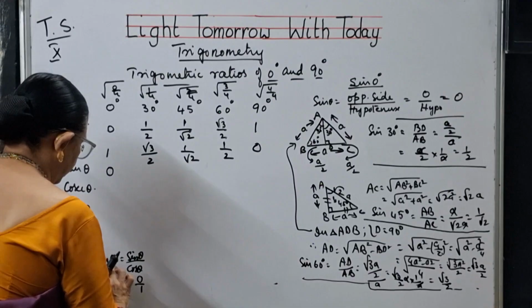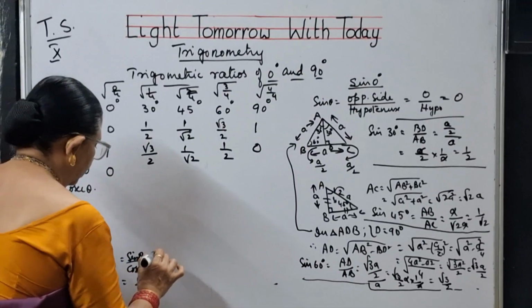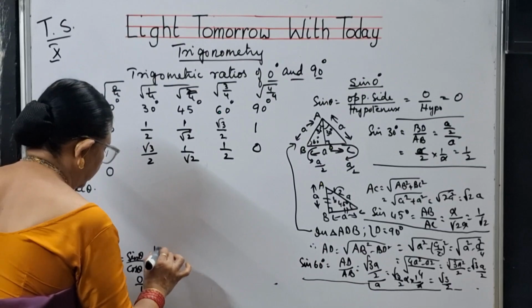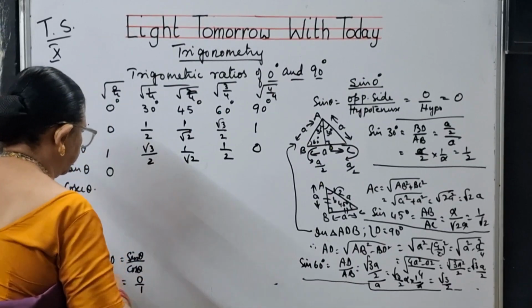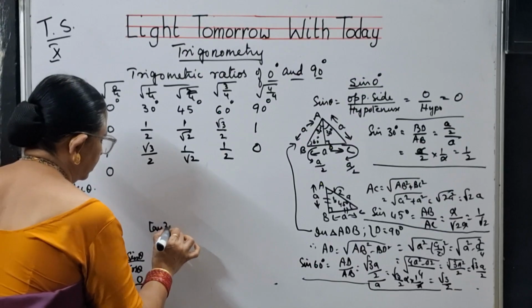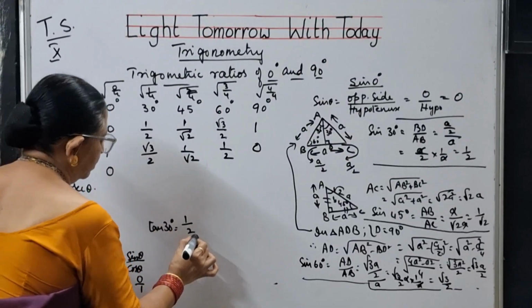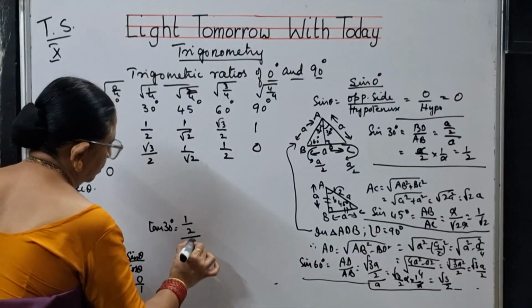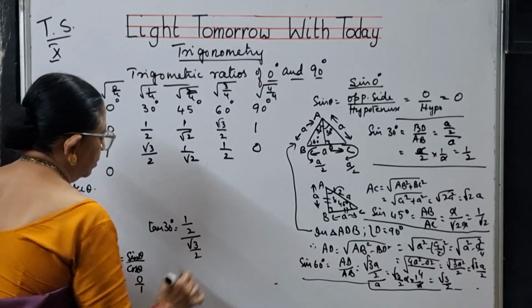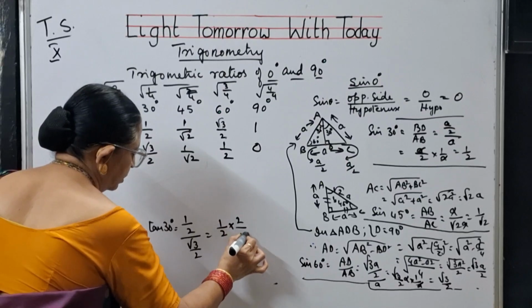This is tan 0 degrees. Now we will talk about tan. Let me do it a little bit up so that I can rub it afterwards. Tan 30 degrees is sine 30 degrees by cos 30 degrees. This can be written as 1 by 2 into 2 by root 3.